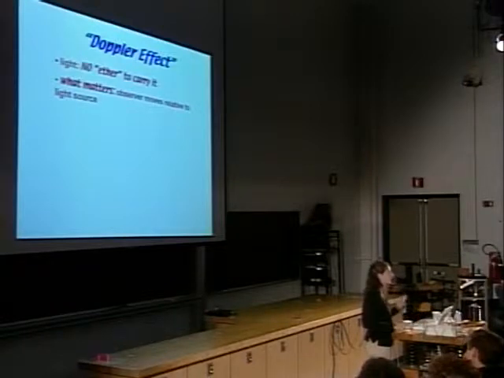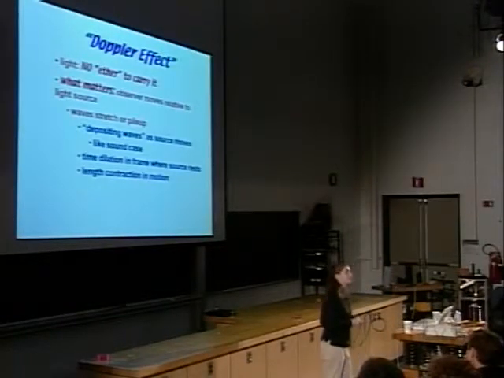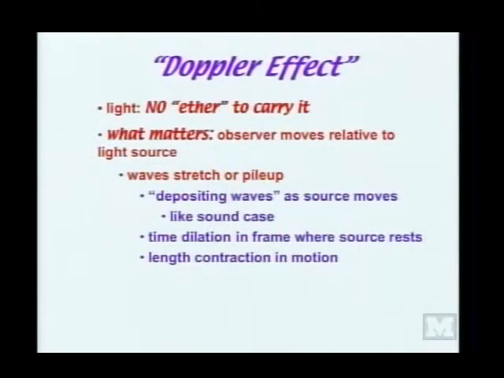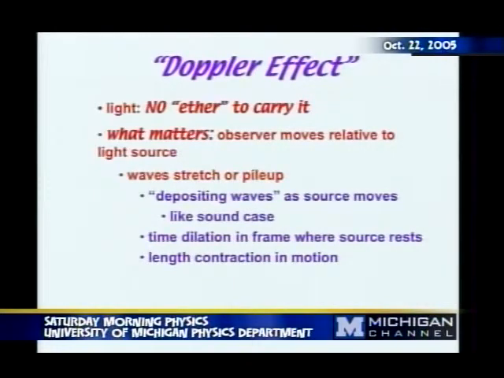So when you go to calculate this wavelength effect, you do indeed see waves of light stretch out if you and the source are moving apart from each other. And the waves do indeed pile up if you and the source are moving together. This comes from depositing waves, so to speak, as the source moves, like we saw in the case of the sound. The wavelengths start at different points as the saxophone moved along.